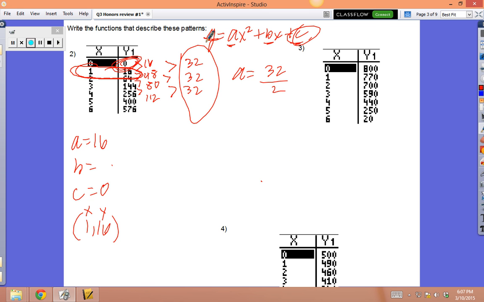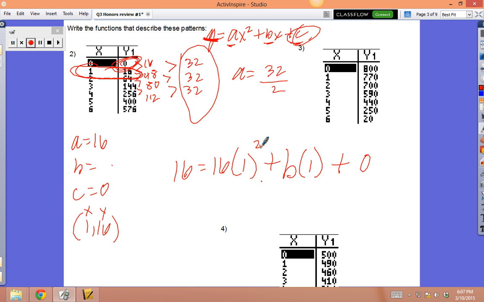So in place of this y right here, I'm going to substitute a 16. In place of this a right here, I'm going to substitute a 16 times x squared. In place of the x, I'm going to put a 1. B, there's nothing to put in for b. I don't know what that is, so that needs to stay a variable. But in place of the x, I put a 1. And in place of the c, I'm going to put a 0.